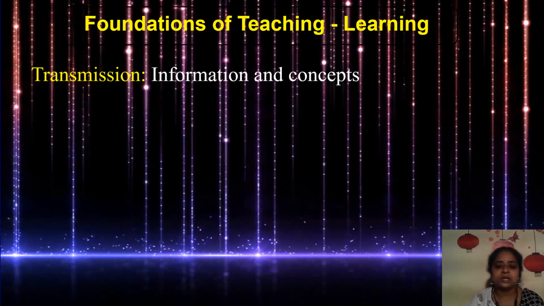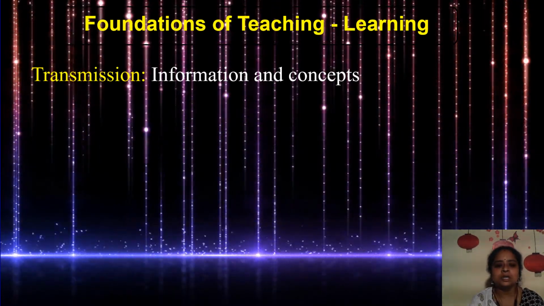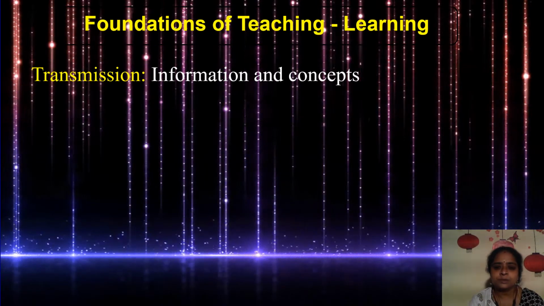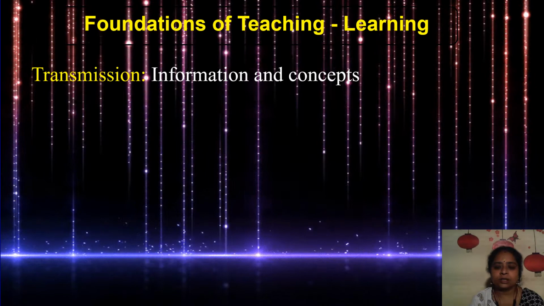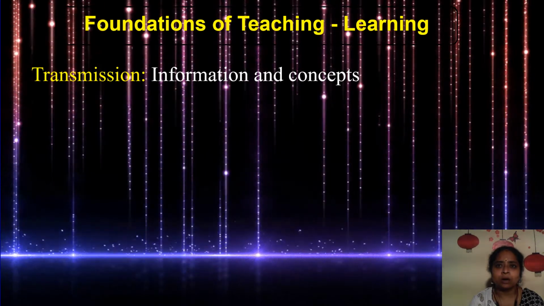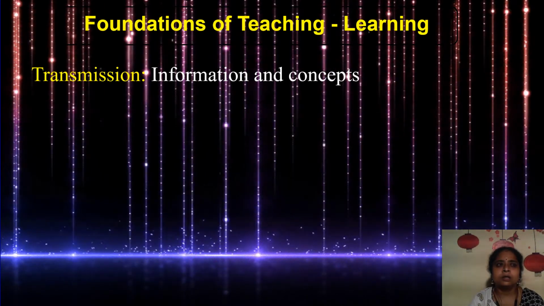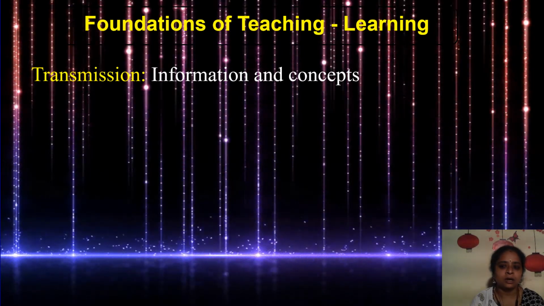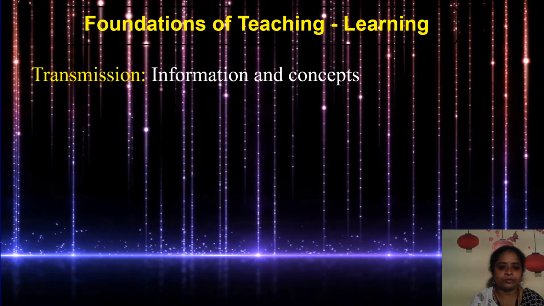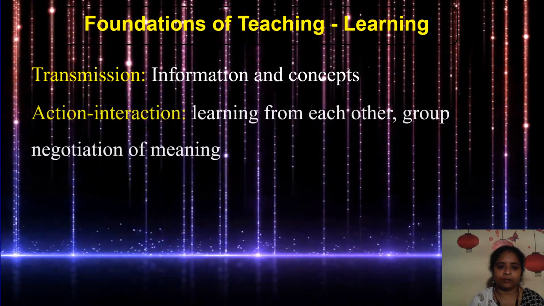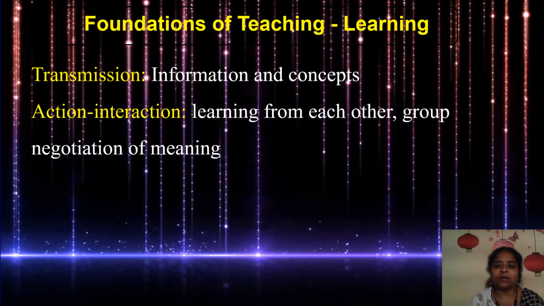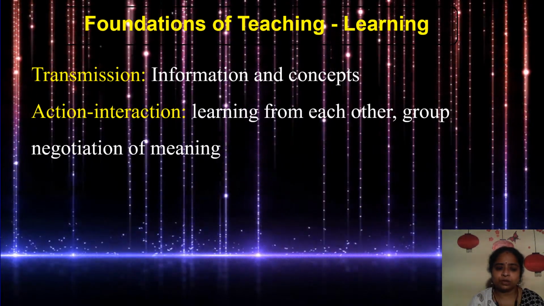Transmission of information and concepts. A teacher is expected to transmit the concepts to the students, the information sorted out or listed out to students for learning. This is the initial main aim of education. Action interaction. Learning from each other, group negotiation of meaning.